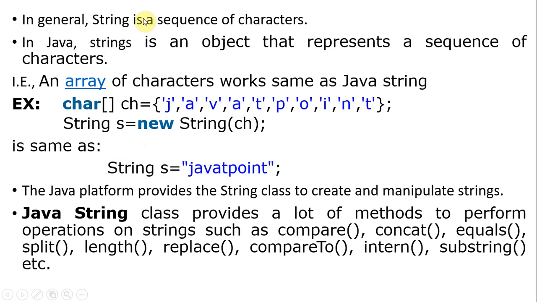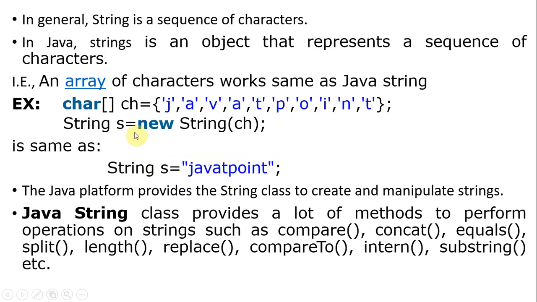So in general, a string is nothing but a sequence of characters. In Java, a string is also called an object, which can be used to represent a sequence of characters. Simply, an array of characters is treated as a string. So a string is a set of characters, a string is an object, a string is a class also. Three different representations of a string.